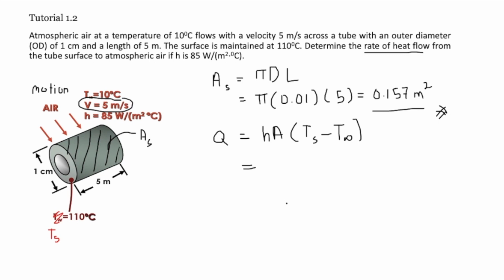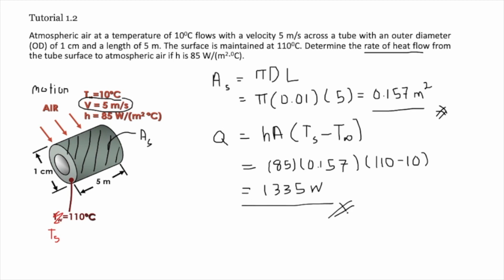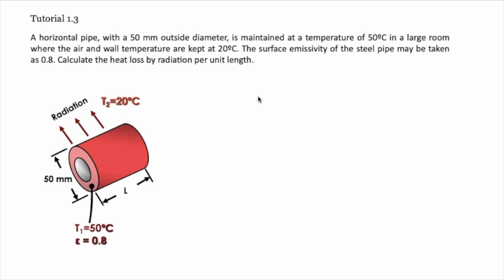Okay, so let's continue our calculation. Fill in all the values: h, temperatures, and the area. So finally what we're going to get is Q equals 1335 watt. Okay, so we continue with tutorial 1.3.